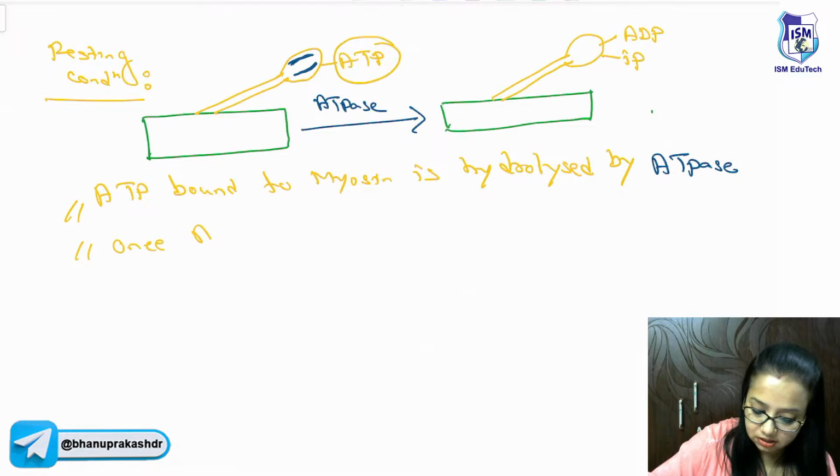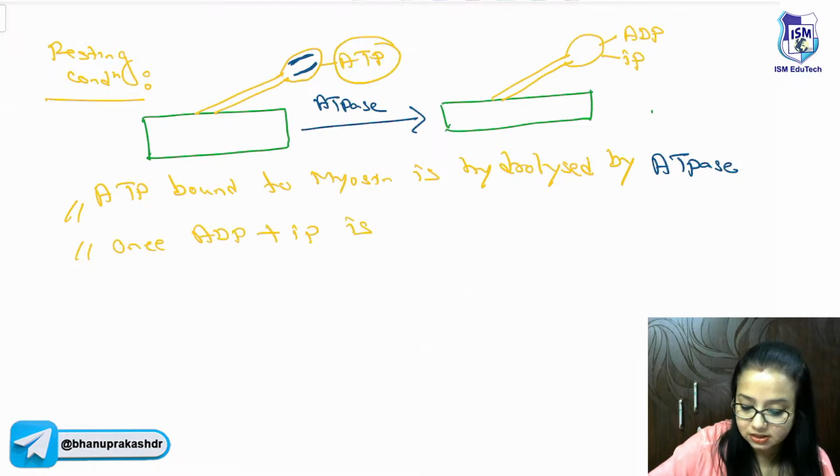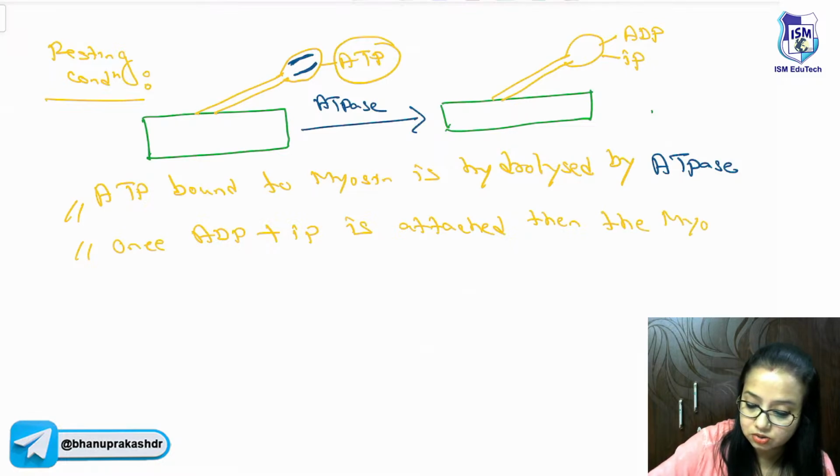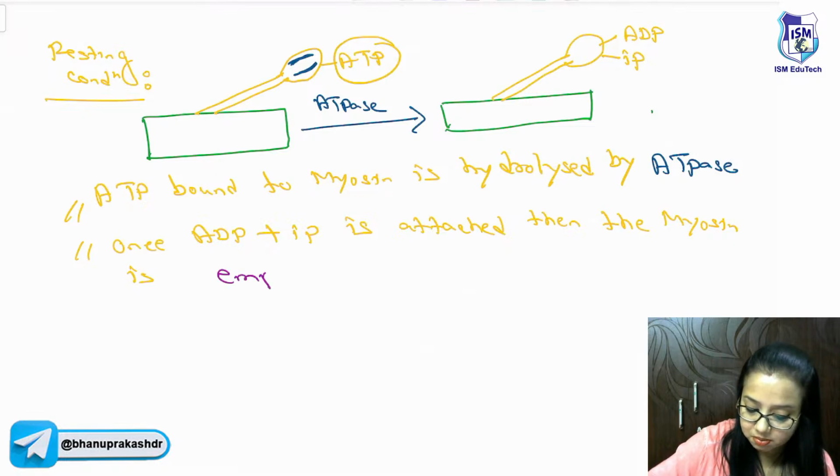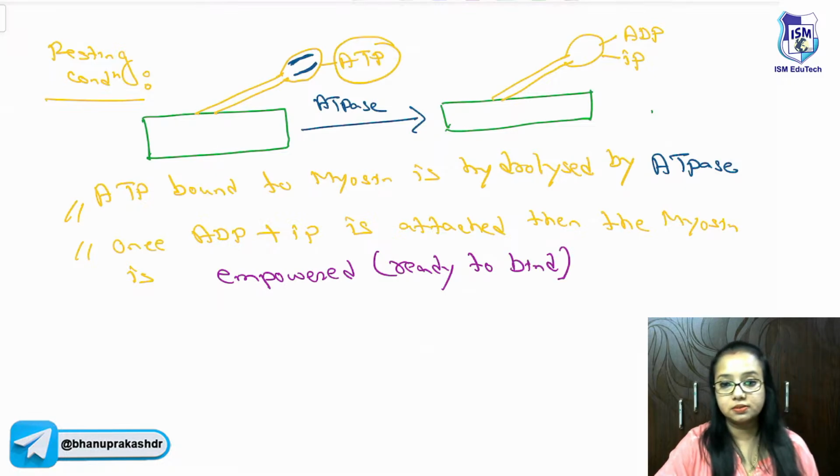Once ADP plus IP is attached, then the myosin is empowered. Means it is ready to bind. Okay.